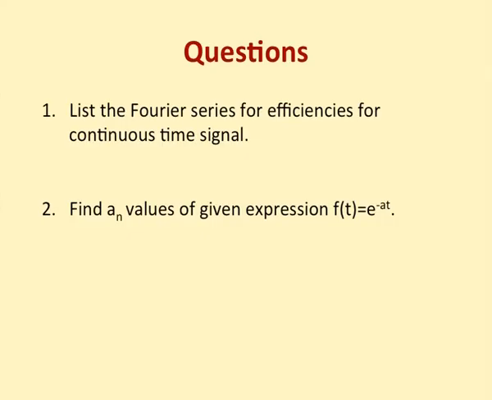Questions. First question, list the Fourier series coefficients for a continuous time signal. Second question, find the a n value for the given expression x of t equal to e power minus a t.